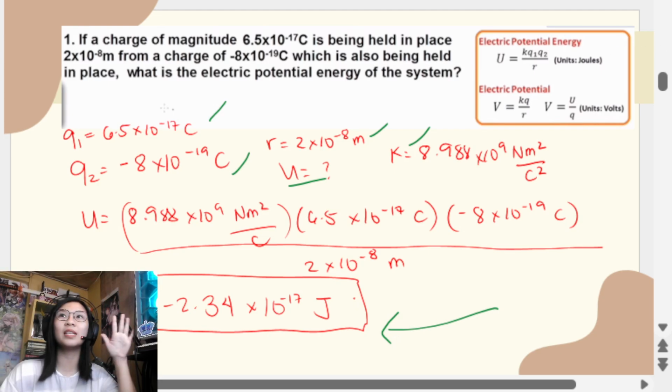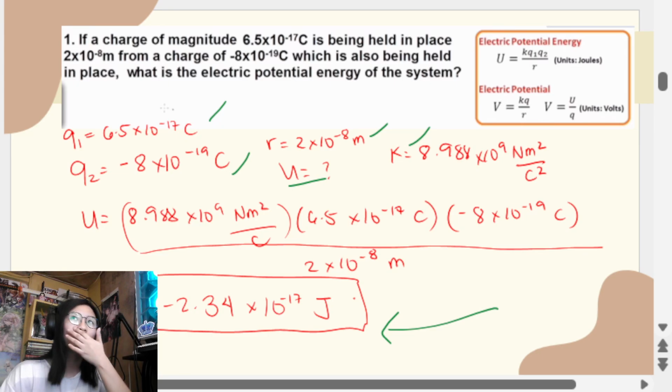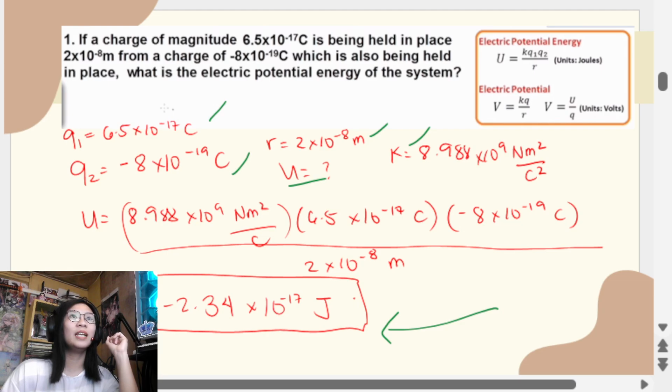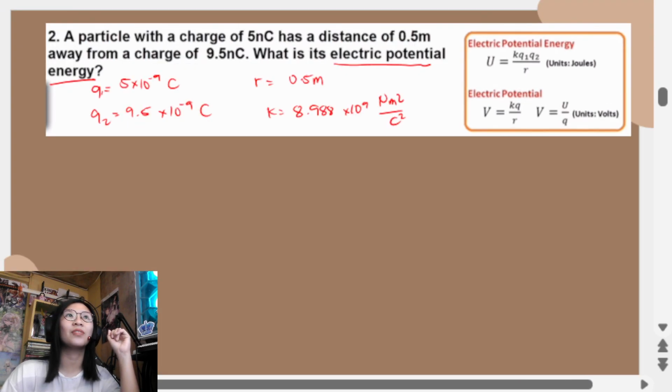Okay, so that is why you need to include the positive or negative sign of your charge when you are solving, because it is an energy, potential energy. So your potential energy will actually depend on your charges, whether the potential energy is negative or positive. Okay. So then the next one we have here.